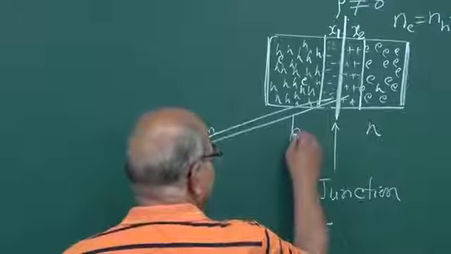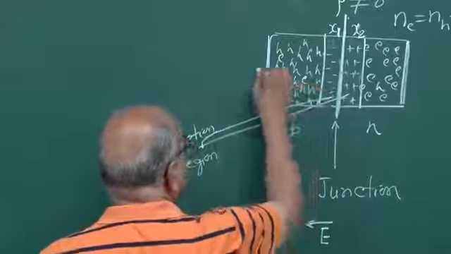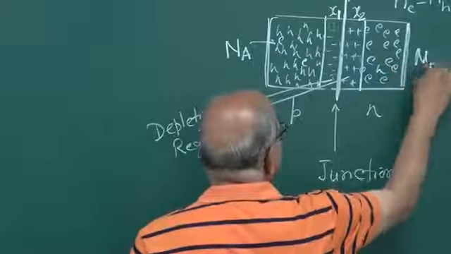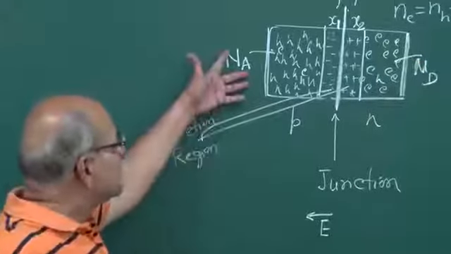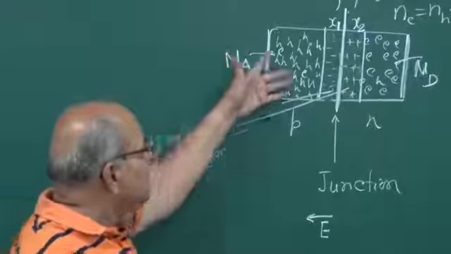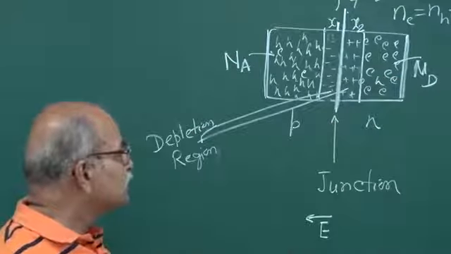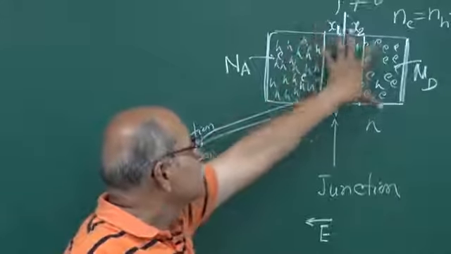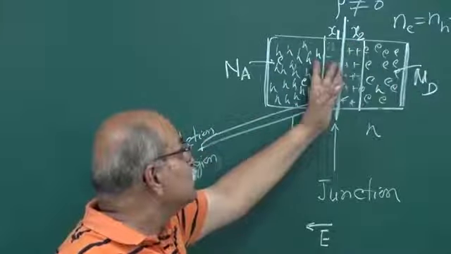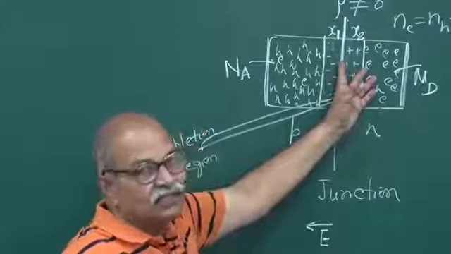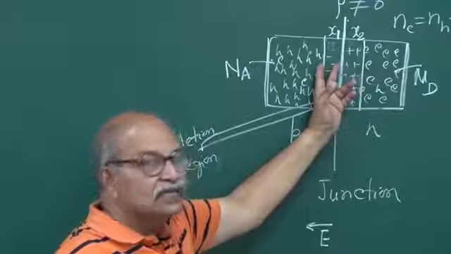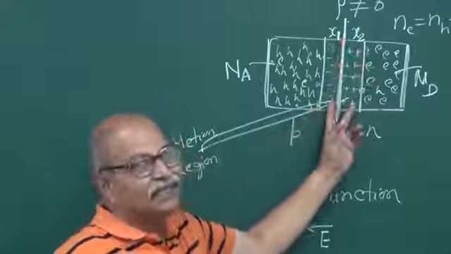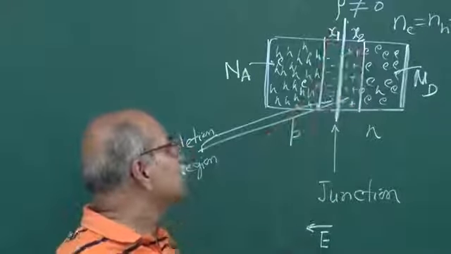So if this is P type, that means you are putting acceptor impurities here, so Na, and here you are putting donor impurities, so Nd. How many acceptor impurities per centimeter cube, how many donor impurities per centimeter cube, that will decide this. If you have large density here and a smaller density here, and if these holes are to neutralize these electrons or these electrons are to neutralize these holes, a small width is sufficient to neutralize a larger width here, and therefore x1 and x2 will be different.